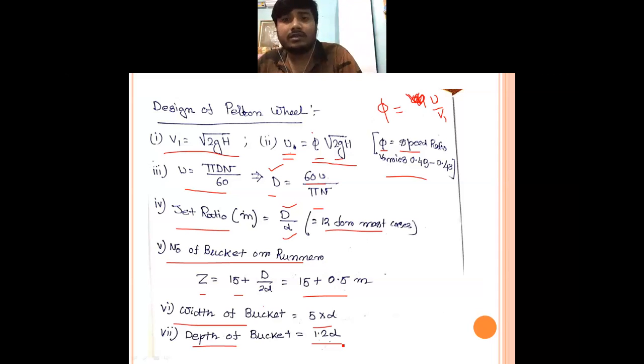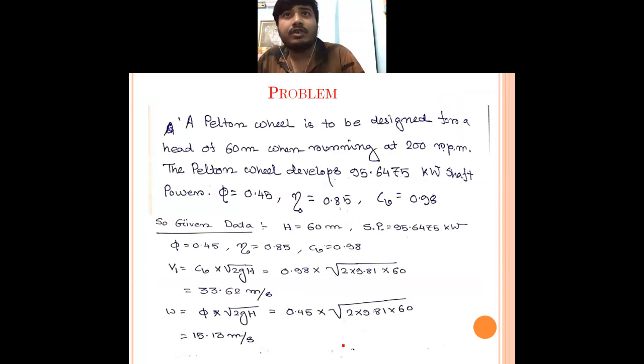Okay, so let us continue with this. Now I have completed the design of Pelton wheel. Now we will solve one example, a problem on Pelton wheel. It has been told that a Pelton wheel is to be designed for a head of 60 meter when running at 200 rpm. The Pelton wheel develops 95.6475 kilowatt shaft power. Phi is given as 0.45. Overall efficiency is given as 0.85, and the coefficient of velocity is given as 0.98.